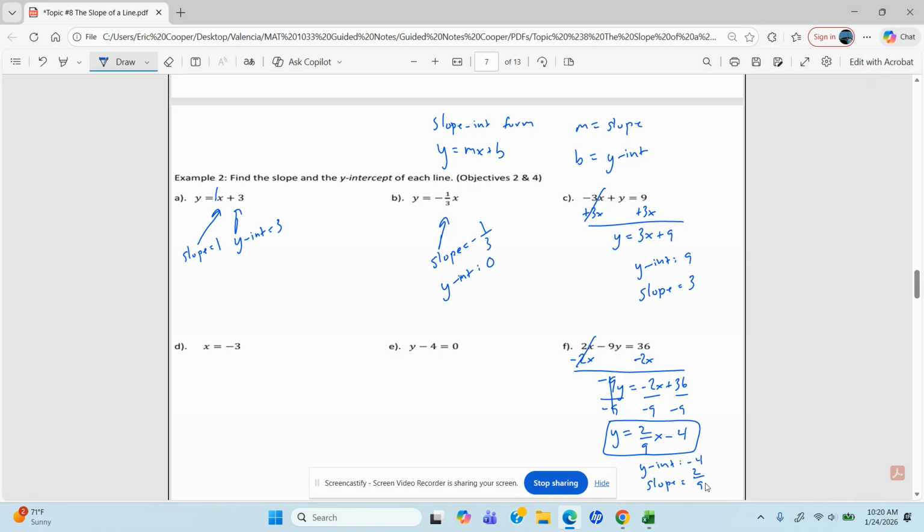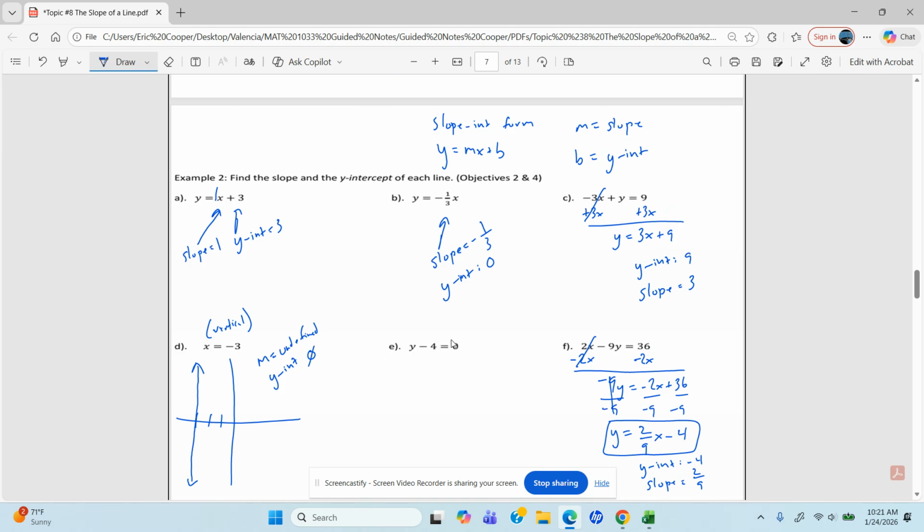D and E are a little different. If you notice, there's only an x and a y, and if you remember back to when we did equations, we remember that x always happens if it is a vertical line. So if I wanted to go through and graph this, for example, at x equals negative 3, I would come over here and I would graph it, and it would look like this. Remember, all vertical lines have an undefined slope. So here, m is undefined, and it never crosses through the y-axis over here. So the y-intercept does not exist. There is no y-intercept for this one.